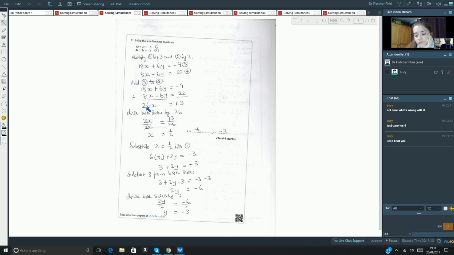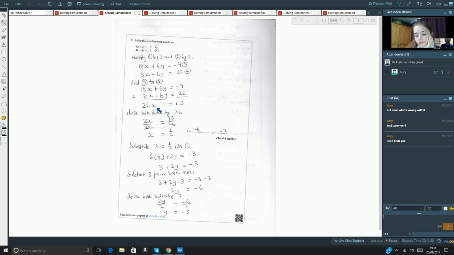Now, 18x plus 8x gives me 26x. 6y plus minus 6y will give me 0. That's why there's nothing here. And then minus 9 plus 22 will give me 13.